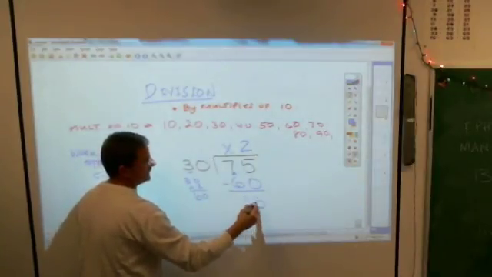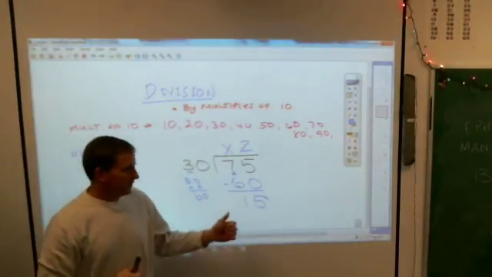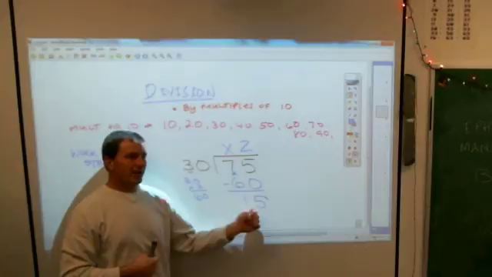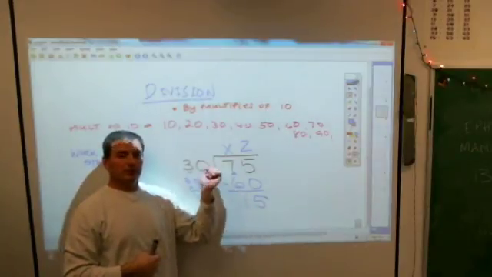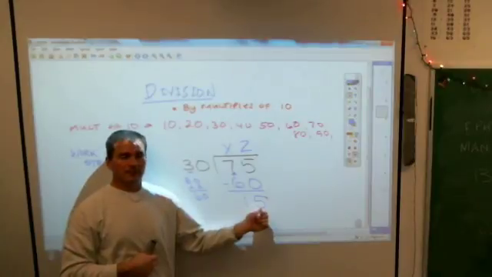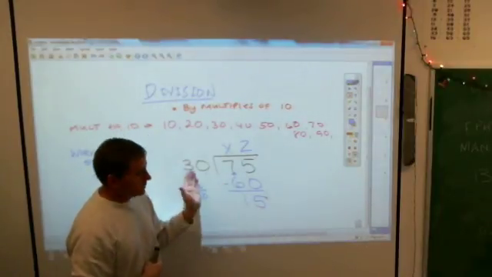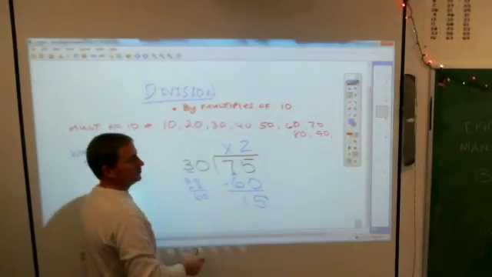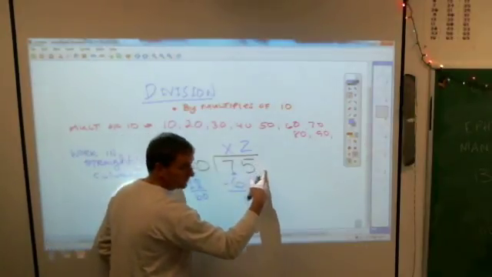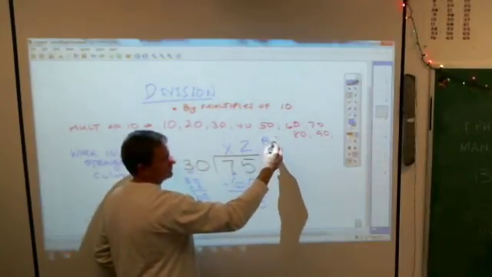Subtract, I get 15. At this point, children, it's good for you to always remember that after you do your subtracting, this number can never be bigger than the number that you're dividing into the number. If this ended up being a 50, I did something wrong. I can go into it again. So as long as this number is smaller than that number, I'm okay. There are no more numbers left to bring down over here. So this is my remainder.